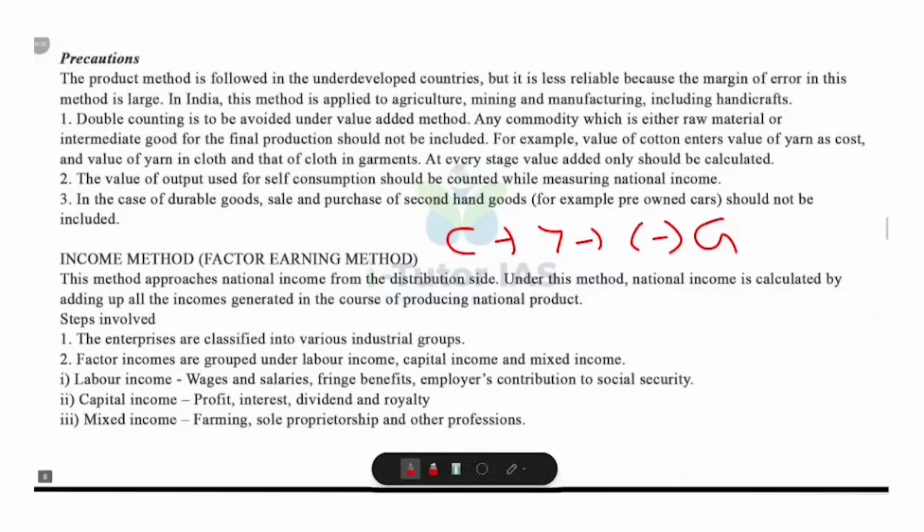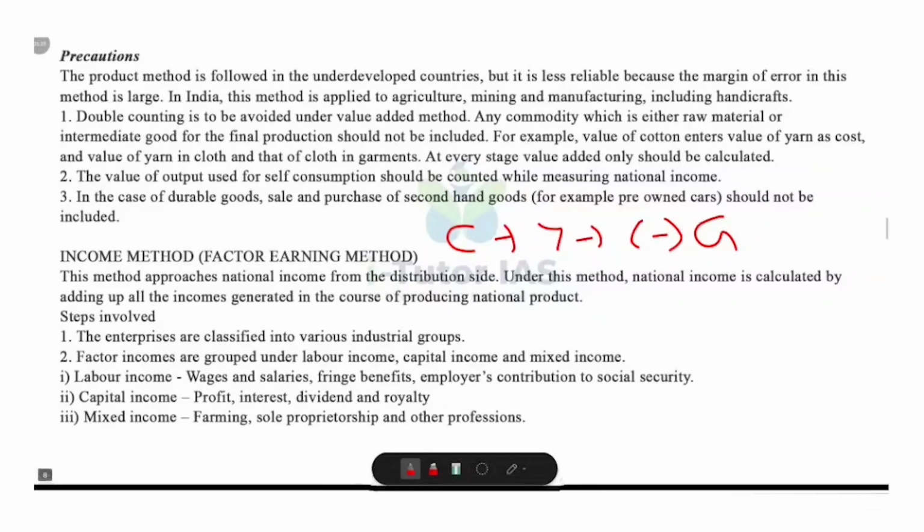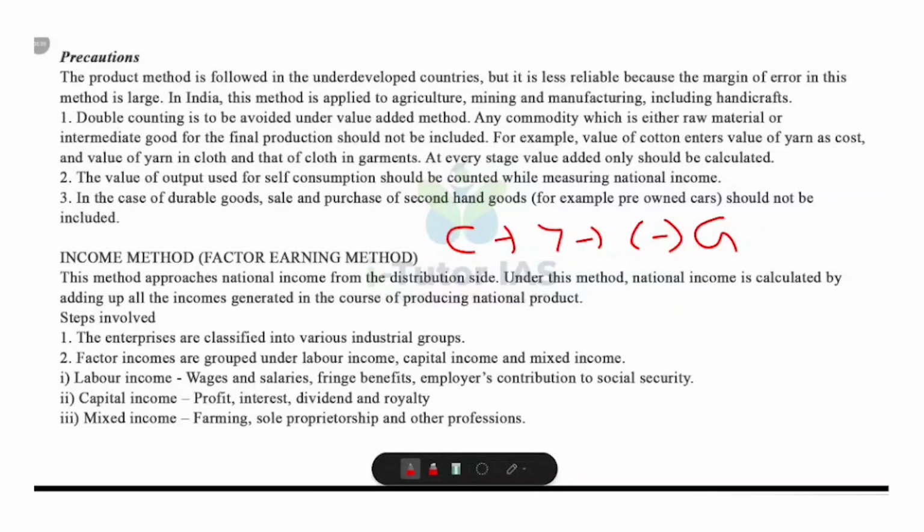Then it includes self-consumption. For example, if a farmer grows crops for own use, their value should still be included in the national income. Like, for example, rice grown by the farmer for his family counts as a part of GDP.